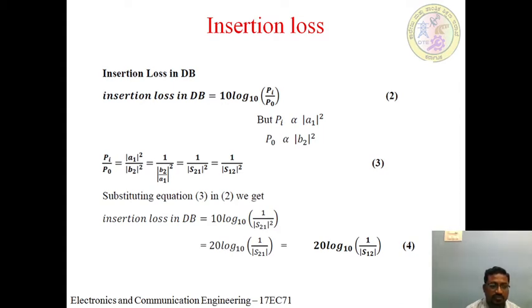Substituting this equation 3 in equation 2, we get the insertion loss in dB as 10 log to the base 10 1 divided by mod of S21 whole square, or in terms of dB we can write it as 20 log to the base 10 1 divided by mod of S21, which is equal to 20 log to the base 10 1 divided by mod of S12.